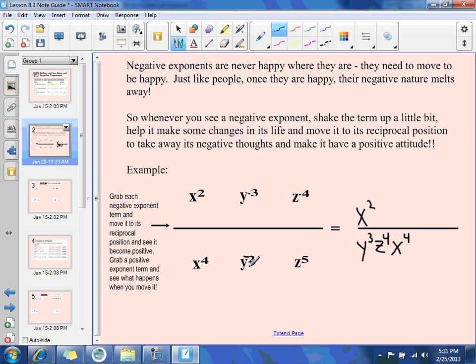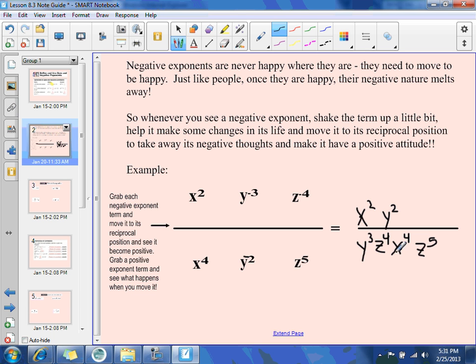Now, y to the negative second is in the denominator and very unhappy about being in the denominator because he wants to be in the numerator. And now that he's in the numerator, his exponent can be happy again. And z to the fifth, not happy? Z to the fifth is happy. Stay happy, z, stay. So only move things that are crying and unhappy.